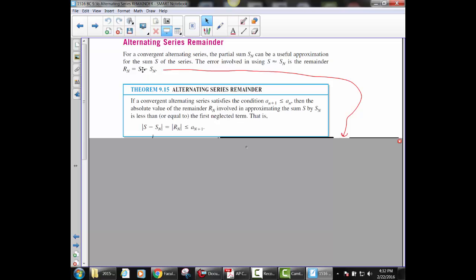So you'll notice here's this S minus Sn, they have the absolute value of it. Keep in mind it's an alternating series, so you never know if the next term is going to be a positive term or a negative term. So they're just using absolute values. So they're saying the absolute value of S minus Sn, which is equal to the absolute value of Rn, is less than or equal to an plus 1.